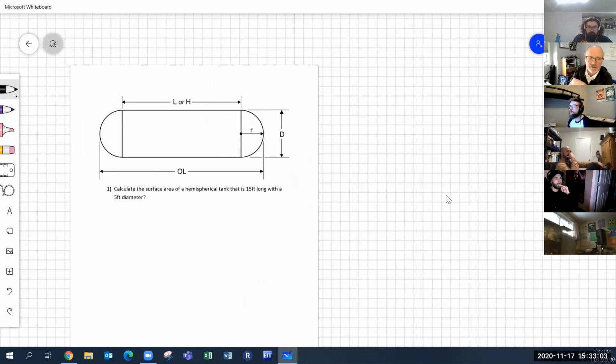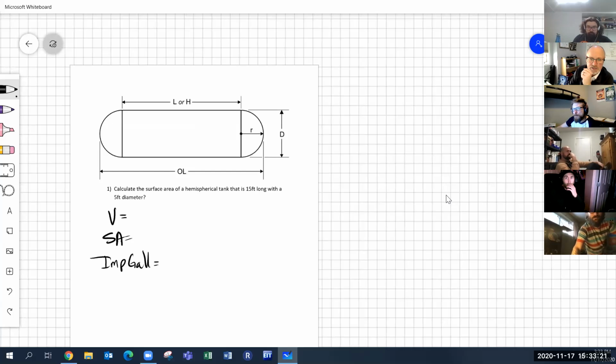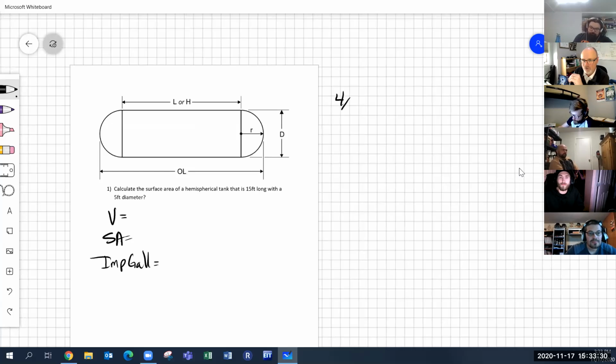Okay, so there we have a hemispherical tank, and I want you to calculate the volume, the surface area. I want to know how many imperial gallons is in it. So I could ask 3 questions on a hemispherically ended tank. So let's do the volume first. Anytime I do a volume question, I write down my formula. 4/3 pi r cubed plus pi r squared times height is the volume formula for a hemispherically ended tank. Then I write down my variables.